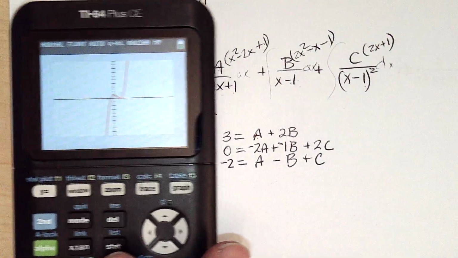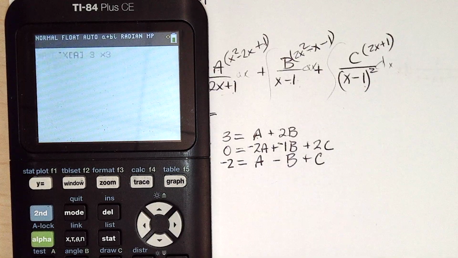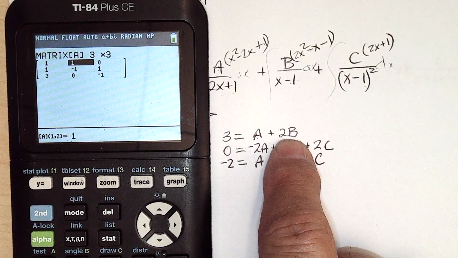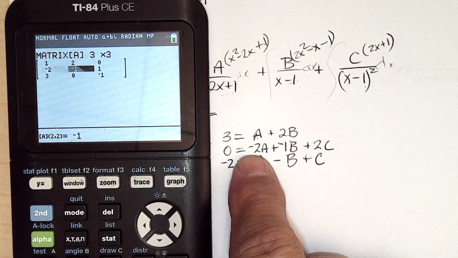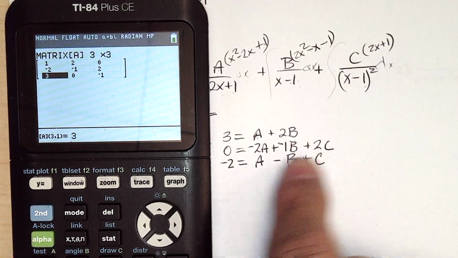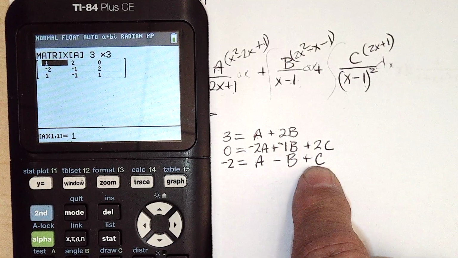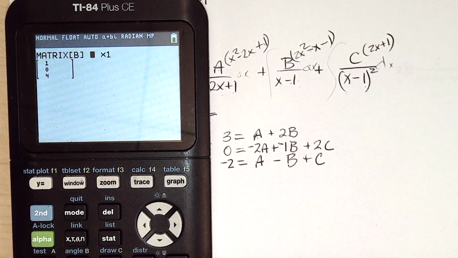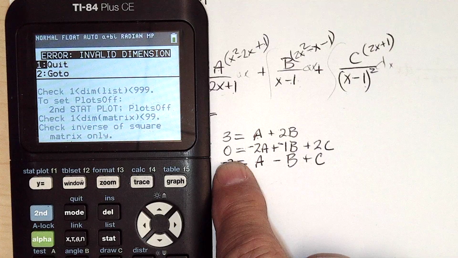So I'm going to go second matrix, edit A, 3 by 3, and my numbers are 1, enter, 2, enter, and 0 for the C's. I have minus 2 for the A's, minus 1 for the B's, and 2 for the C's, and then I've got 1 for the A's, -1 for the B's, and 1 for the C's. Then I'm going to go second matrix, edit, B, and my constants are 3, enter, 0, enter, and -2.